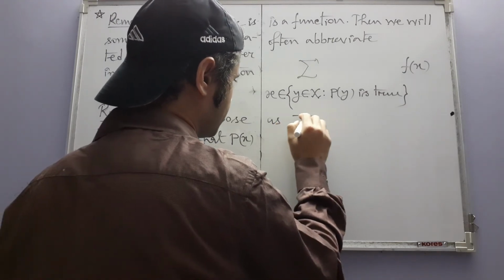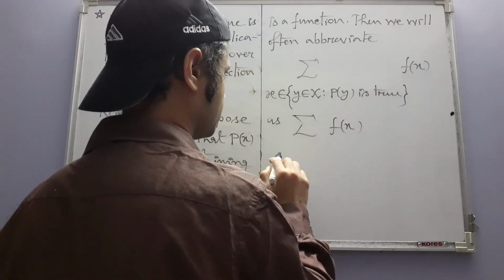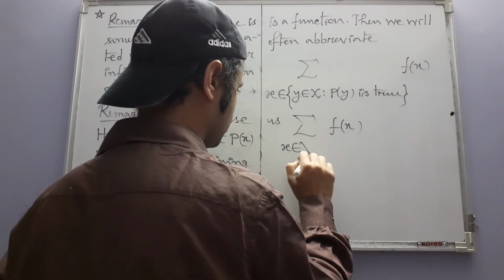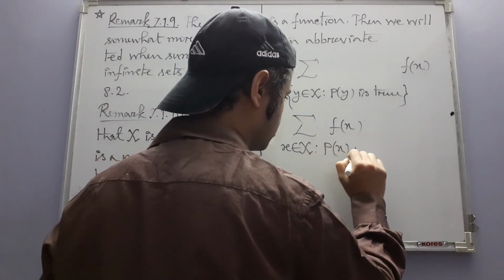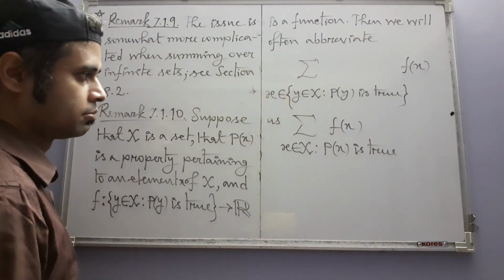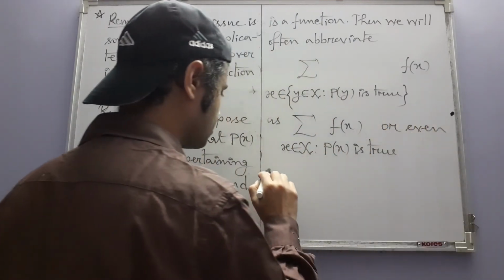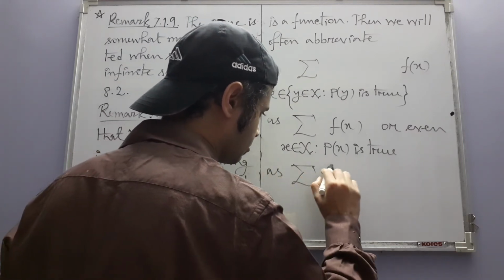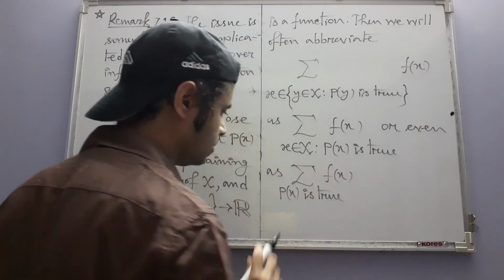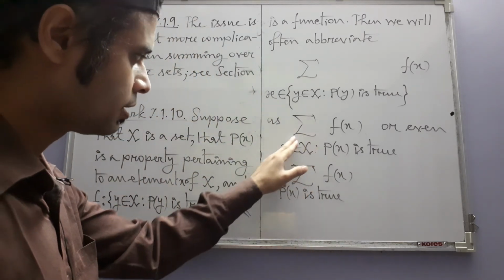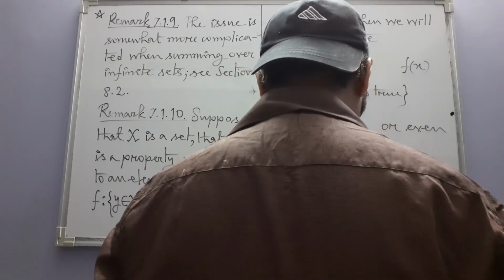as this. X belonging to X, P of X is true. Which still looks somewhat difficult to write, or even as this, such that P of X is true, if we know where X is coming from, that is, if the set capital X is understood from the situation, when there is no chance of confusion.